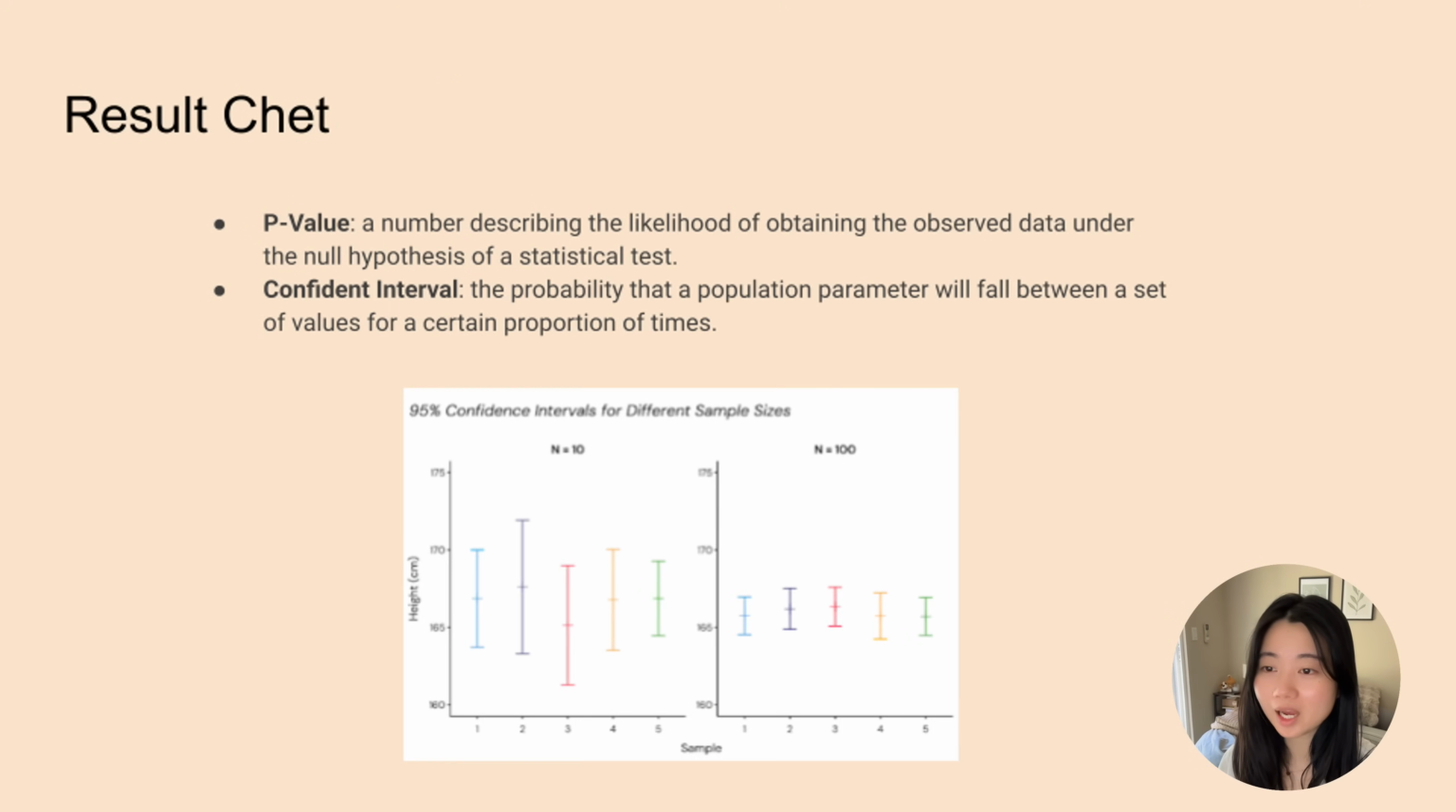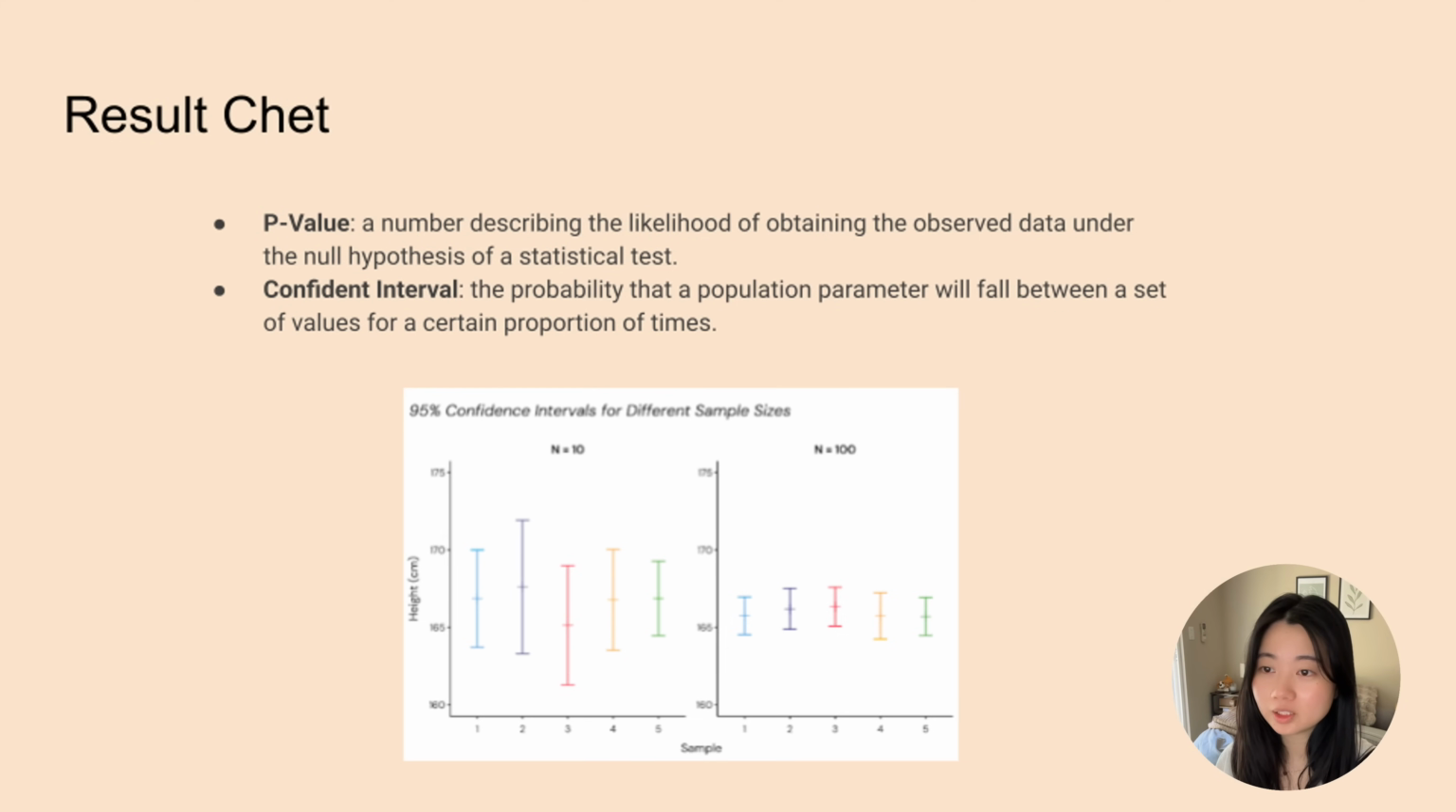Once you've run your test, you will get a p-value. If it's below your significance level, usually 0.05, you can reject the null hypothesis. But don't stop there. Look at the confidence interval too, to understand the range of possible effect sizes.